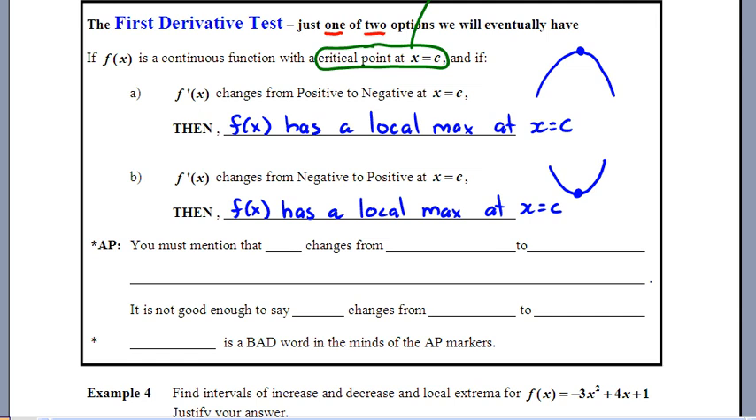That's how we're going to verify or justify that we found a maximum. We're going to say, did you notice what the derivative did? It went from positive to negative right at that spot there, and it was a nice continuous function, so it's got to have a nice little peak to it.